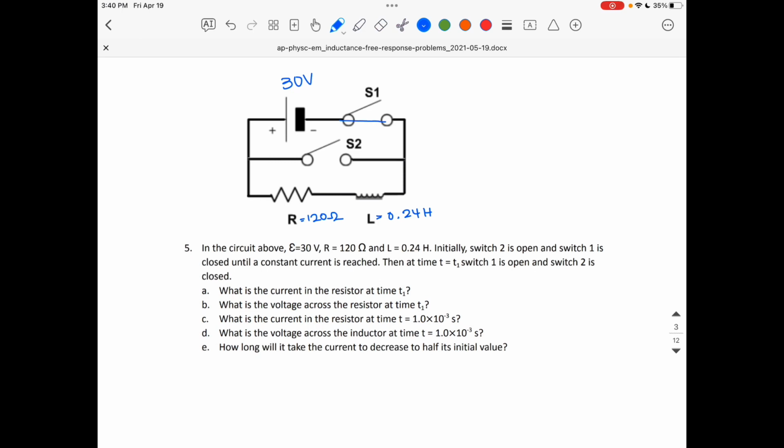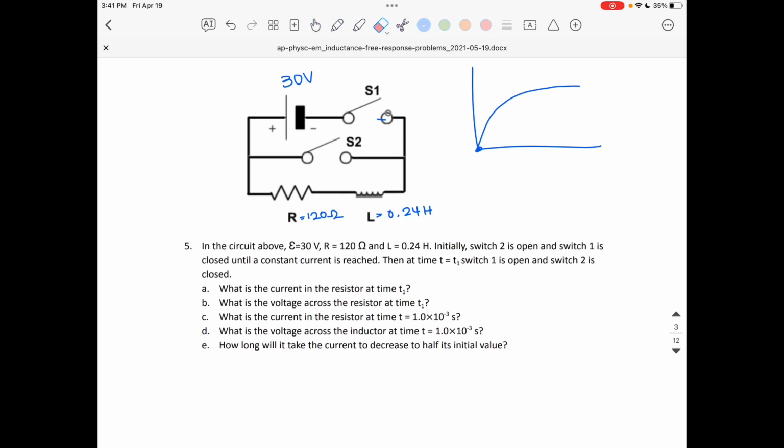So once that closes, we start off at some sort of zero current and increase to steady state. That means that the inductor has built up its full energy. And then it says that at time T1, switch 1 is opened and switch 2 is closed. So now we've got this happening. So what is the current in the resistor at time T1?